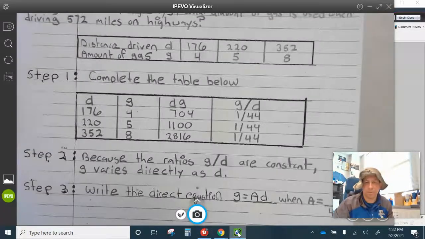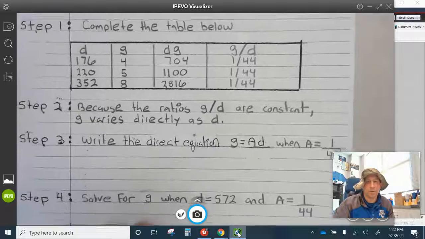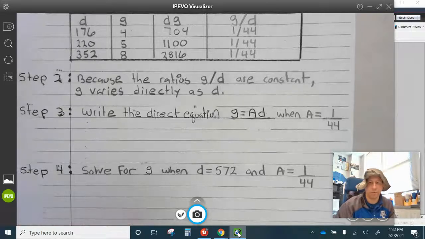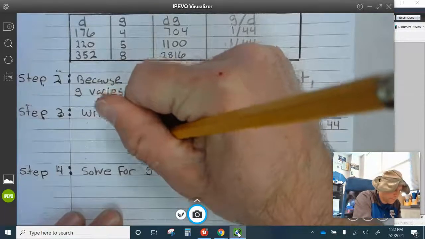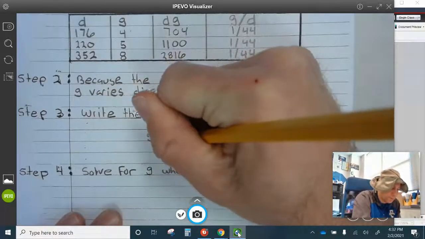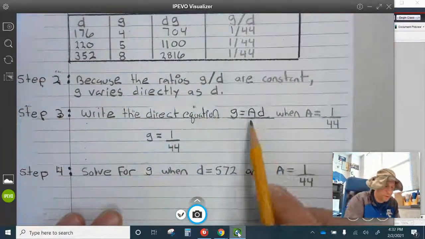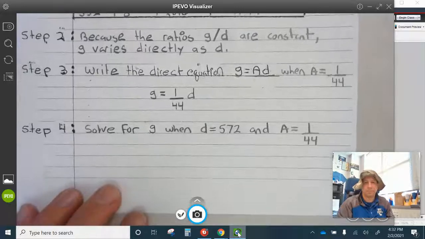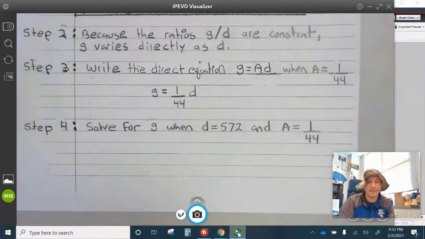Okay? All right? So, because the ratios g divided by d are constant, g varies directly as d. Write the direct equation g equals a times d when a equals 1 divided by 44. So, g equals 1 divided by 44, because that's your a value, times d. Okay? Now, step 4. Solve for g when d equals 572 and a equals 1 divided by 44.